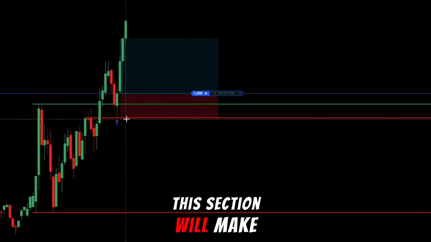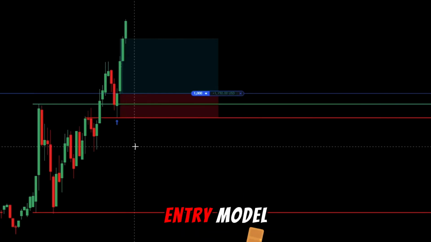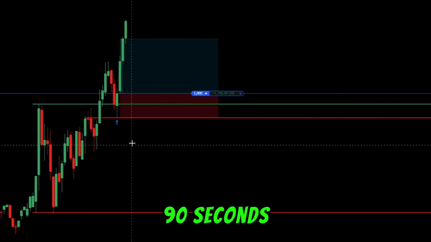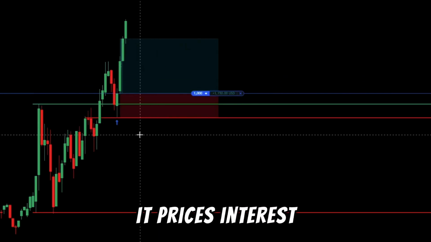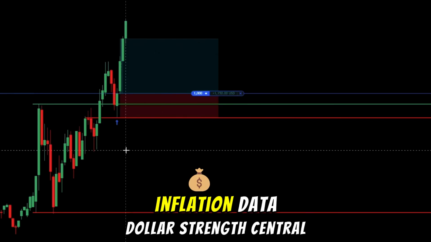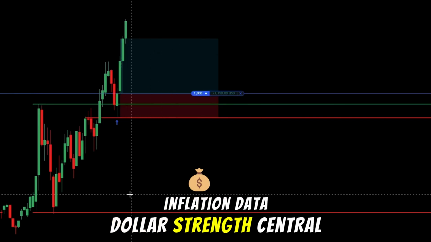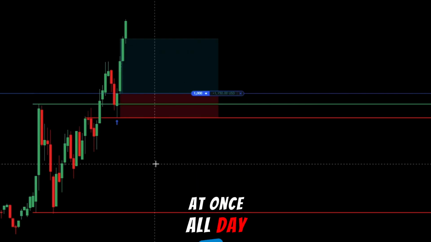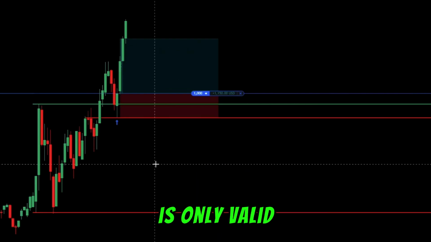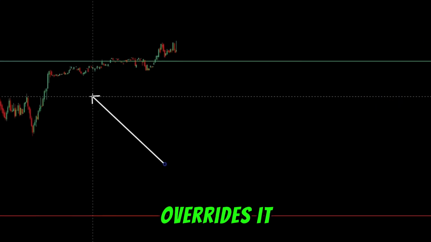This section will make you more money than any entry model, and it takes 90 seconds. Gold is a macro instrument. It prices interest rate expectations, inflation data, dollar strength, central bank demand, and geopolitical risk all at once, all day, which means structure is only valid until a headline overwrites it.